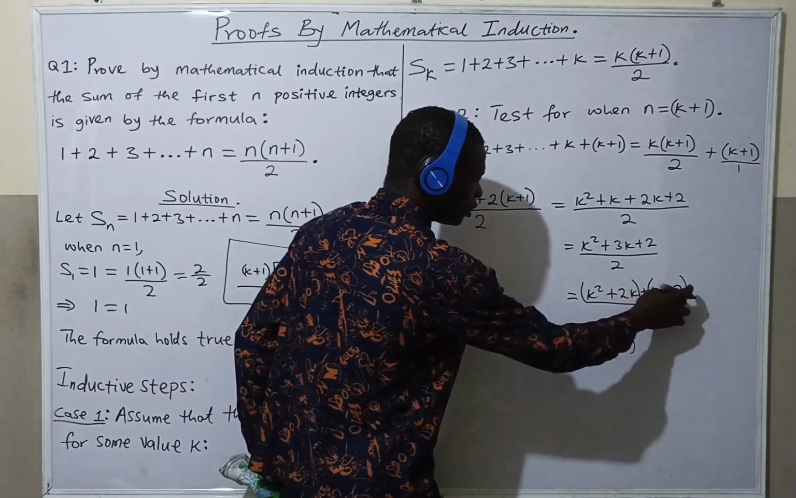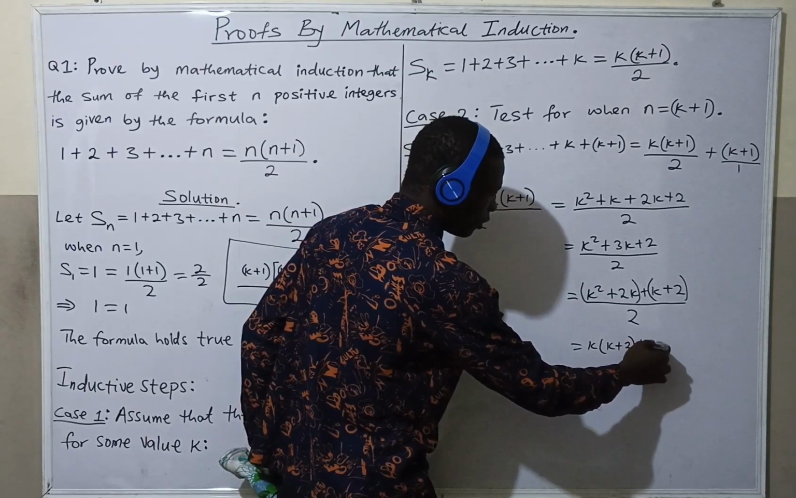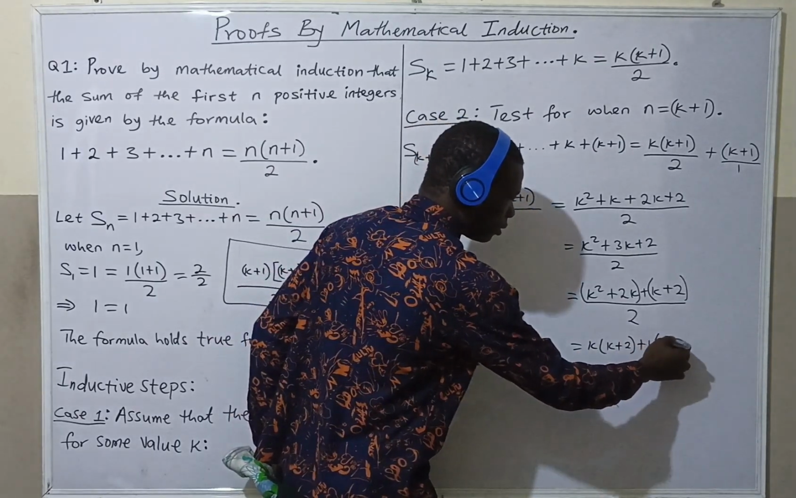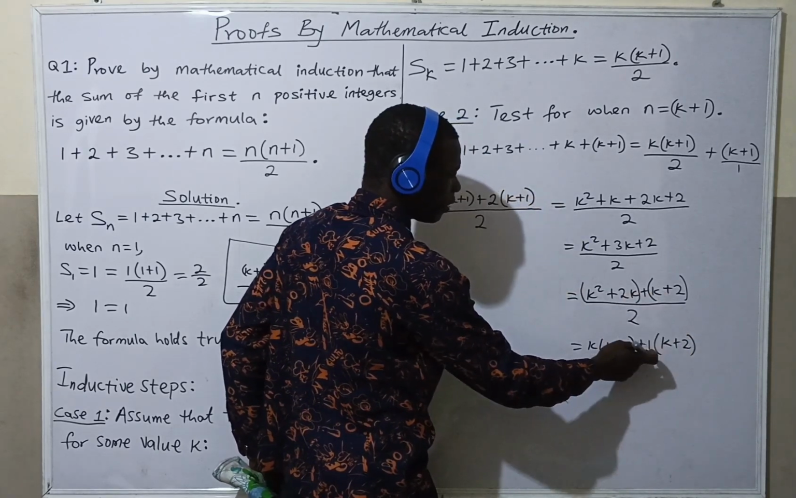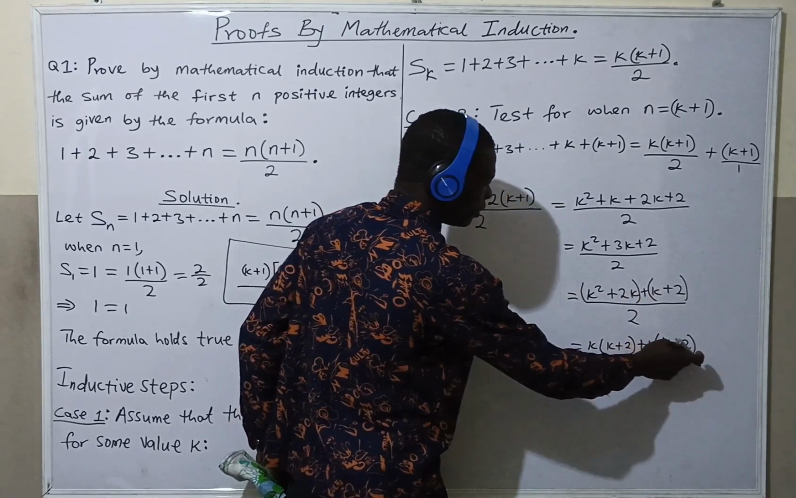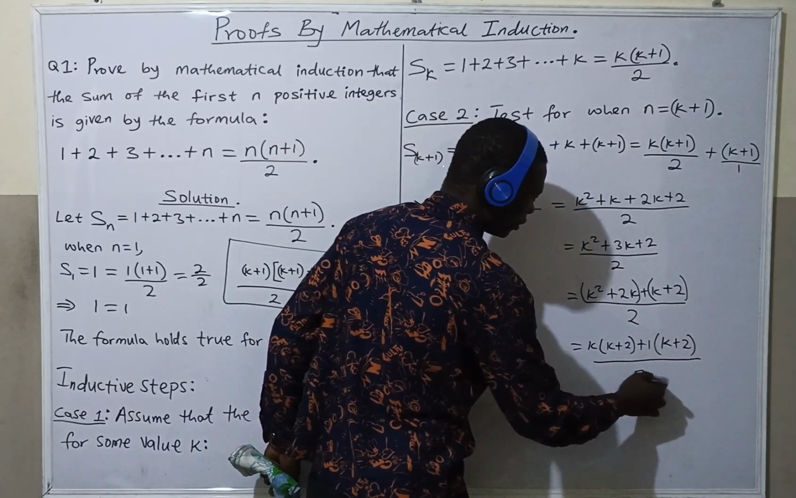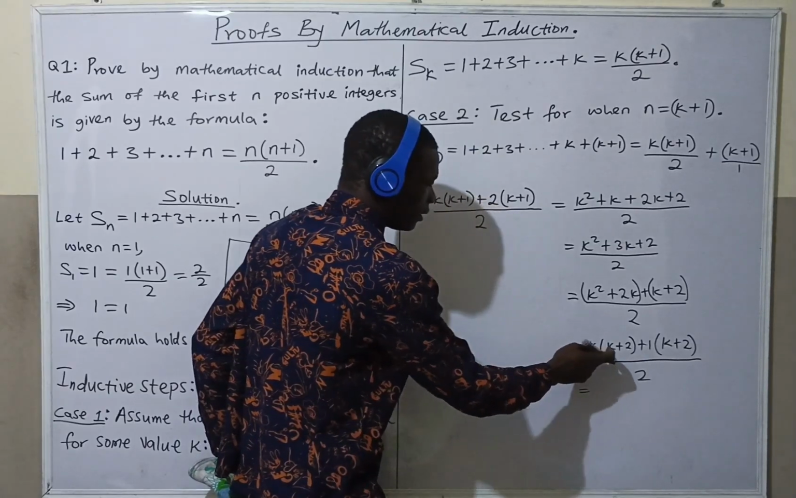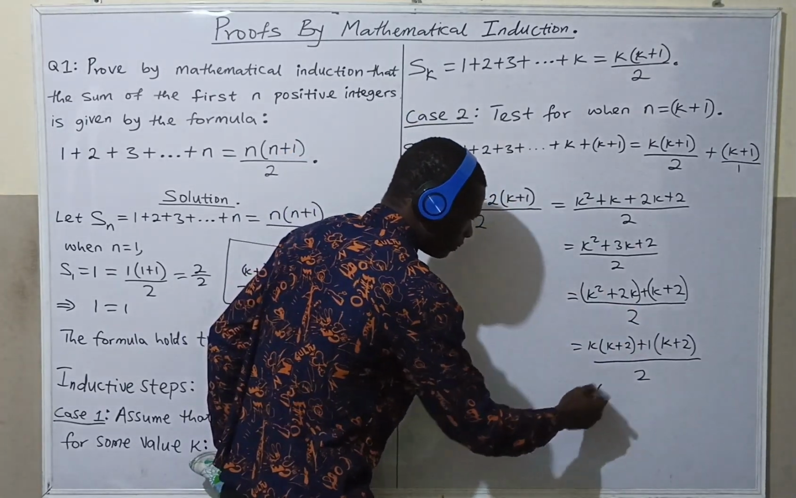What is common to these two is actually going to be what? 1. That's plus 1. Bracket open. Also, K plus 2. Because K divided by 1 will be K. 2 divided by 1 will still be 2. And all of this still must be divided by 2. Now, I can see that K plus 2 is common to both of them. So I can just bring out my what?